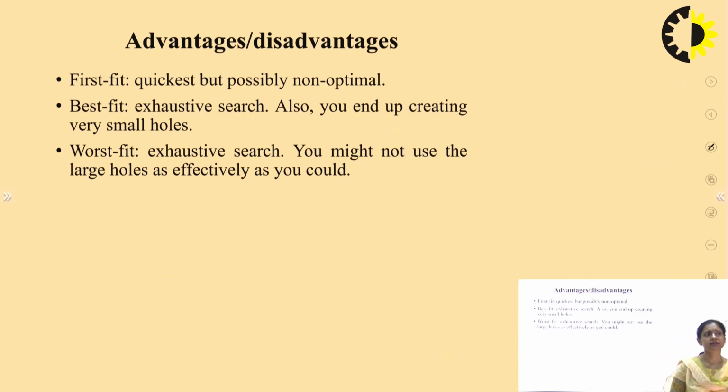Coming to advantages and disadvantages, the first fit is the quickest because it does not have to traverse throughout the memory space to identify which memory is to be taken. But it is not optimal because the first memory space could be very large in case a very small process enters the system. Best fit is good, but it is an exhaustive search because you have to go through all the memory. Worst fit is again an exhaustive search where you have to search for the largest available allocation, and you might not use up the large holes as effectively as you could.